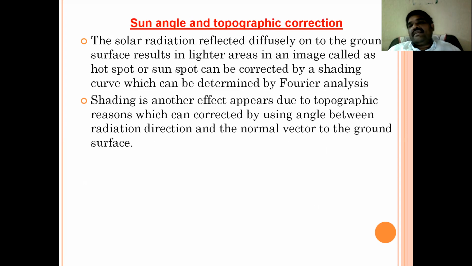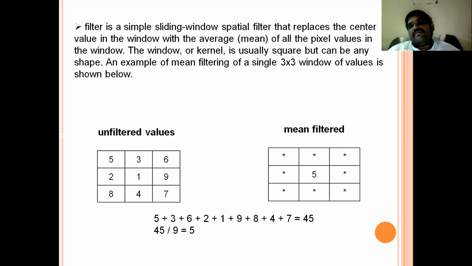And the previous one we have seen is sun angle. Sun angle, in the sense, removal of hot spots because of solar diffusion on the ground surface. The image may hold dark and light areas sometimes, and those areas will be removed by estimating a shading curve with Fourier analysis. And the shading also may be observed in the images because of the topographic effects, and that can be removed with an angle between the sun direction and the normal vector to the ground surface.